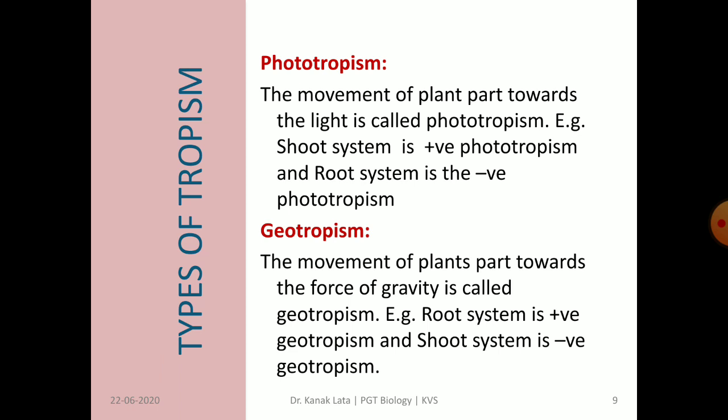Next is geotropism. It is the movement of plant parts in response to the force of gravity. For example, the root system shows positive geotropism, but the shoot system shows negative geotropism.